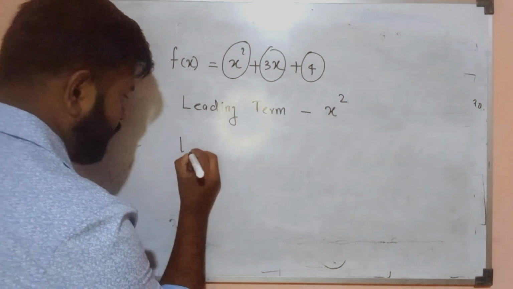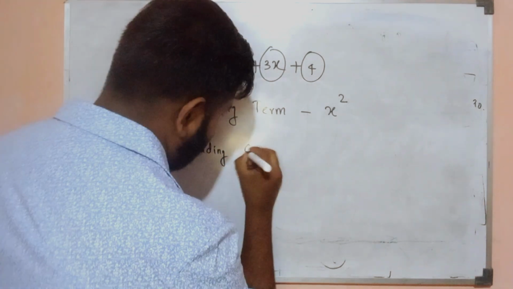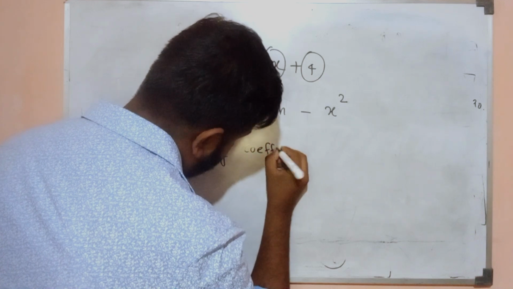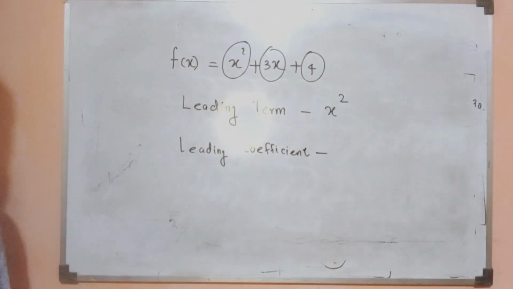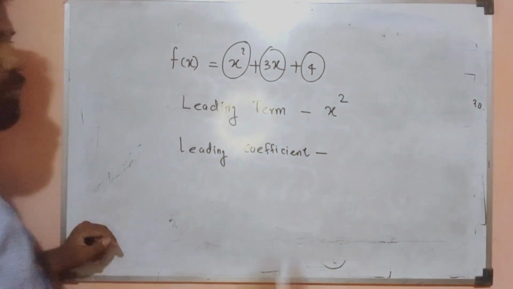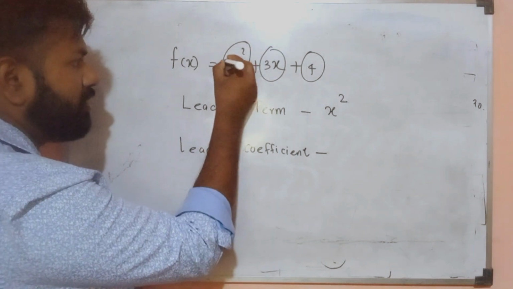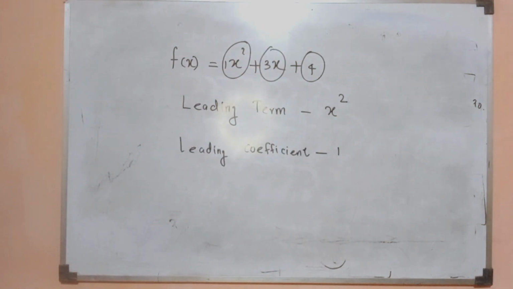There's something else you have to know: the leading coefficient. Leading coefficient means the coefficient of the leading term. Here x squared is the leading term, so the coefficient is 1. The leading coefficient is 1. Understood? Let's see another example.